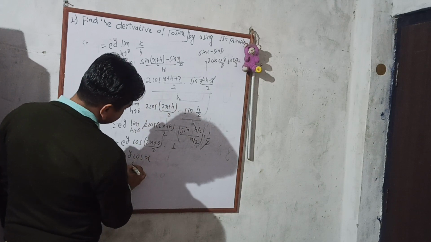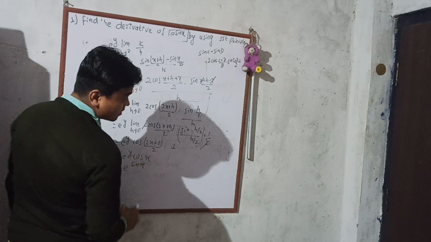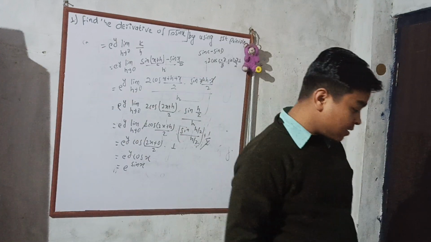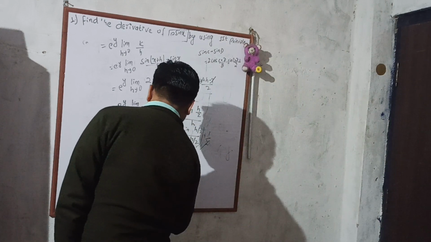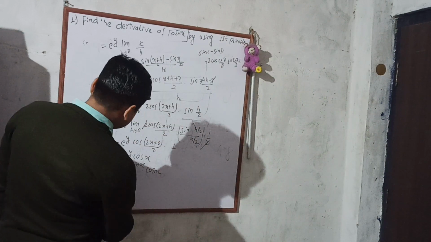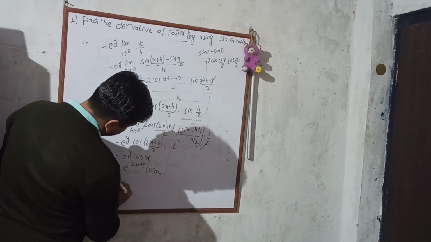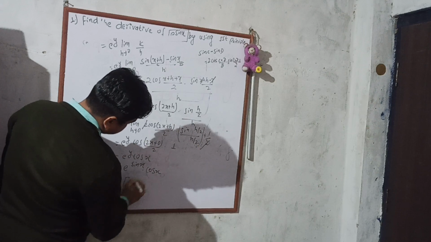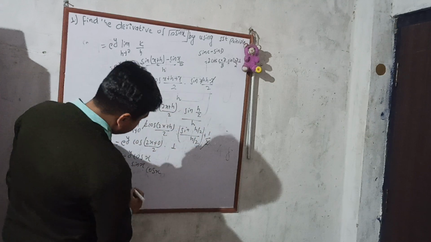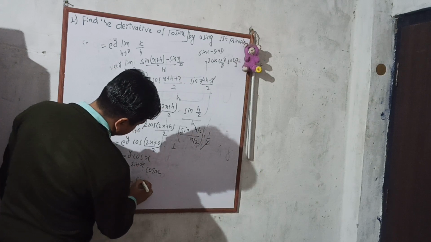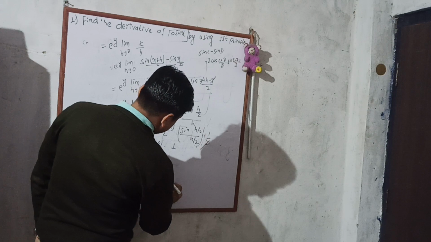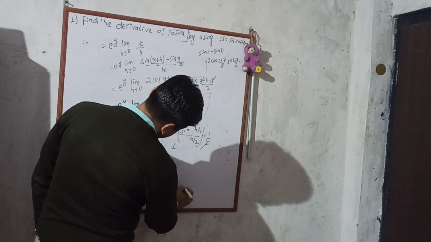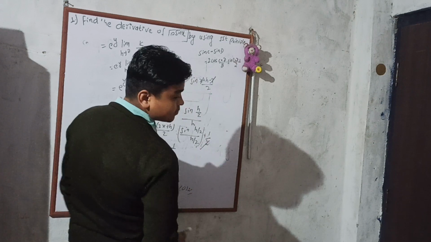So it becomes e to the power y cos x, which means e to the power sin x into cos x. So the final result is d upon dx of e to the power sin x, the derivative, is equal to e to the power sin x into cos x.